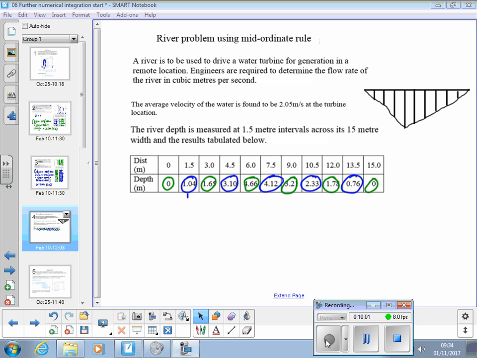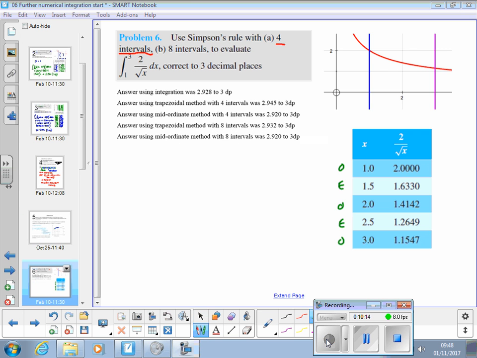You need the data more regularly, or at different points really, to be able to use this method. First and last ordinates, is that 1 plus 3? Hang on. No, the values of the first and last ordinates, yeah.